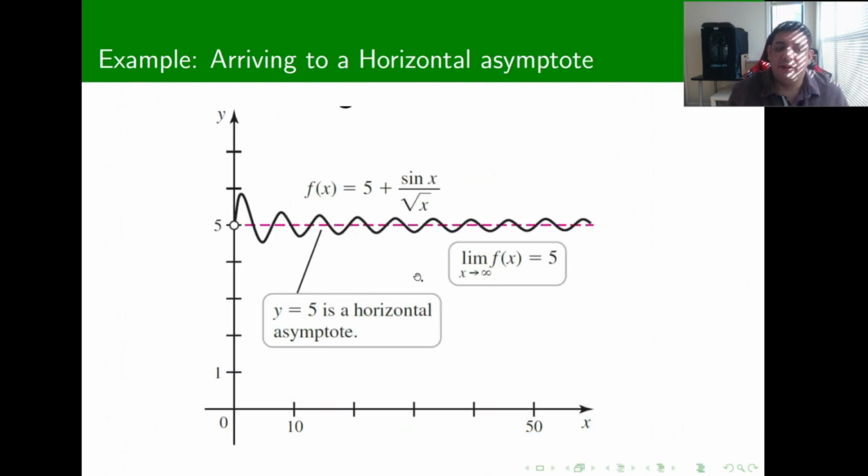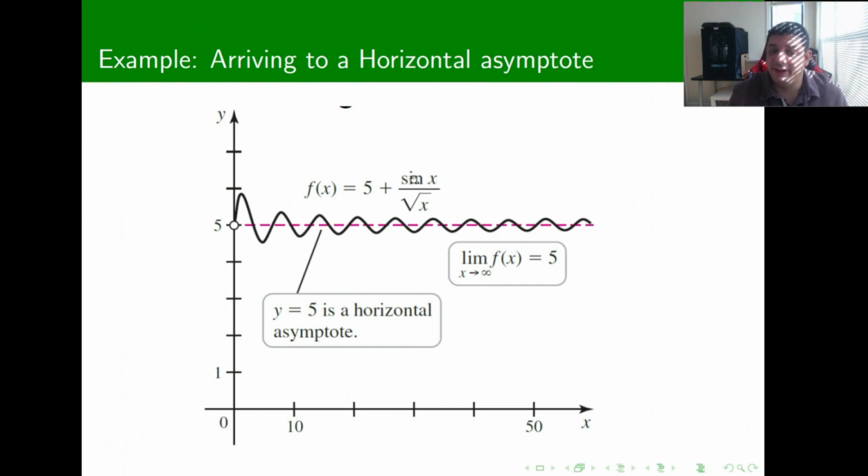Now, let's take a look at another example. In this case, I have the function f of x equals 5 plus sine of x over square root of x. Okay? So in this case, y equals 5 is going to be the horizontal asymptote of this scenario. And when we're going to infinity, this sine of x over square root of x is going to go to 0. Why is that the case?